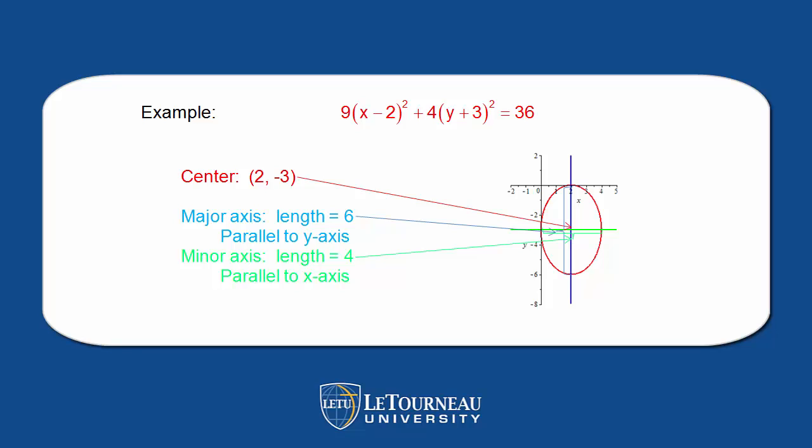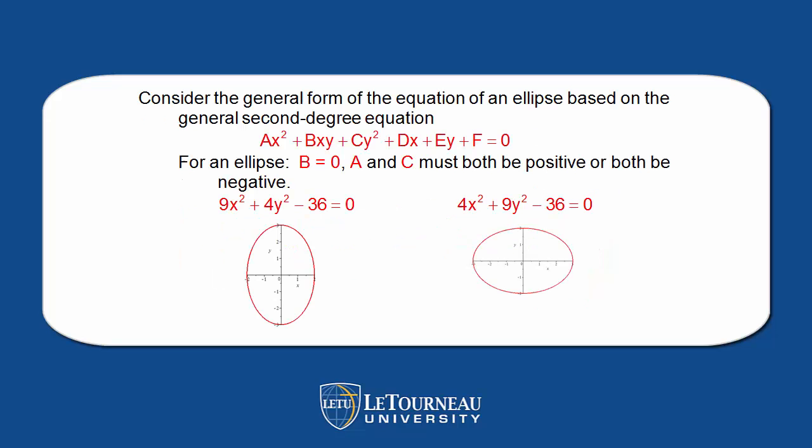Let's look at another example. In this case, we have what's called a y-squared ellipse. Notice that its major axis is vertical, whereas in the other example, the major axis was horizontal. We also have the center here at (2, -3), so the center can move around. Let's look at the general form. What has to be true to have an ellipse? Well, B has to equal 0 again, but A and C must both be positive or both be negative. So you notice we have 9x squared plus 4y squared or 4x squared plus 9y squared.